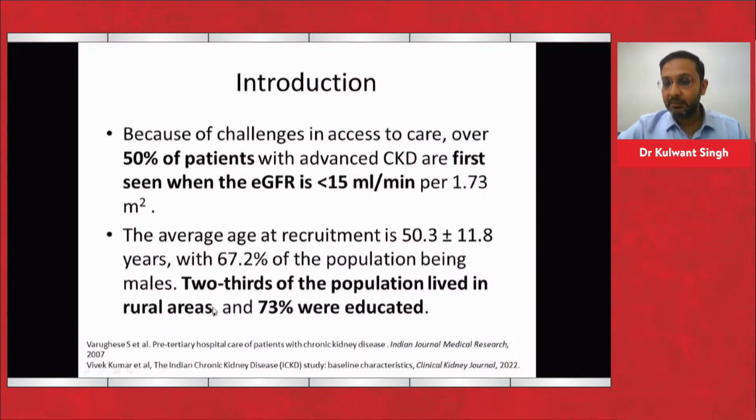So we need some point of care testing so that we can diagnose these patients at far-flung areas at early stages. Also, 73% of the people had some kind of formal education. So it's not that people were uneducated and could not pick up the disease or the symptoms at the early stages. The disease is occurring in educated people also.